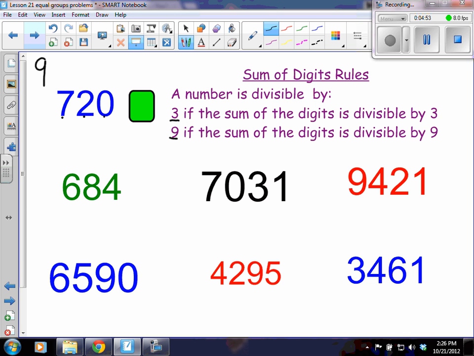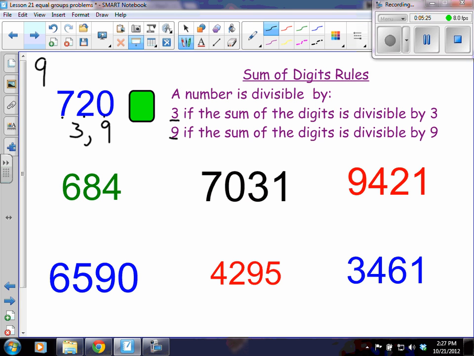Now the question is, is 9 divisible by 3? The quick answer would be yes. So that means 720 is divisible by 3. Is the number 9 divisible by 9? 9 divided by 9, of course, is 1. And so the answer, once again, is yes. So that means 720 is also divisible by 9. So 720 is divisible by 3, and it's divisible by 9. We can see that very easily.